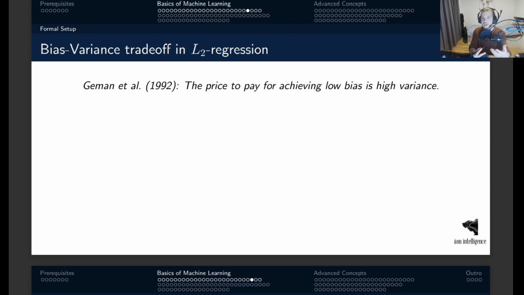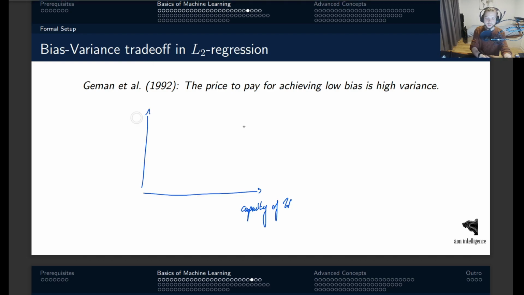So it seems like we can't have both, low variance and low bias. And a historical paper from Geman and colleagues is called The Price to Pay for Achieving Low Bias is High Variance. And this paper actually coined the term bias-variance trade-off. This paper is often cited when we talk about the bias-variance trade-off. So what is the bias-variance trade-off in machine learning?